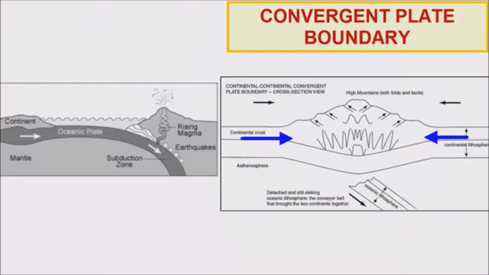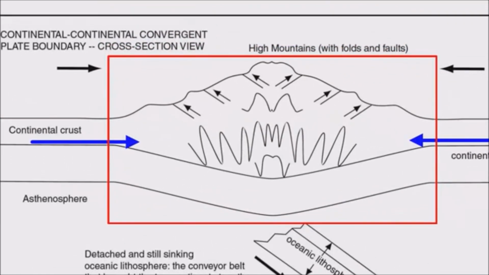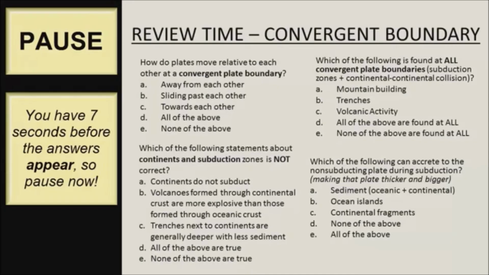Let's look again at what happens when two continental plates collide. Subduction brings the two together, but then after they collide, the subducting plate completely detaches and sinks into the mantle. Volcanism stops, the trench disappears, and the largest mountains found on the planet form as terrain accretion mashes the two continents up into a folded, faulted mountain system that rises high above the surface and has a deep isostatic root beneath. Pause now.